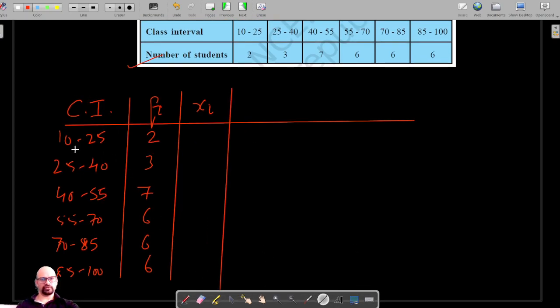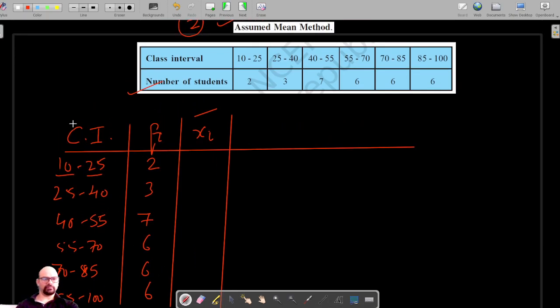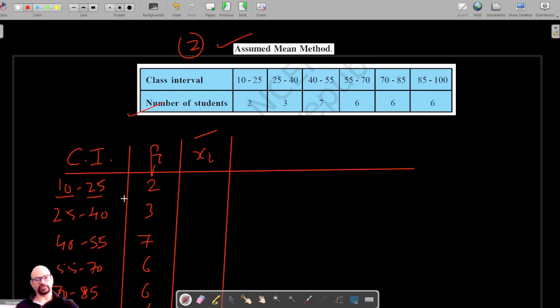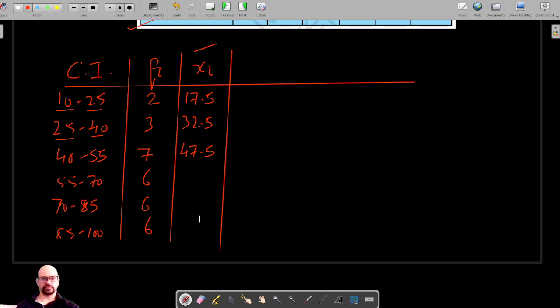Now we are going to find the class marks, which is the lower limit plus the upper limit divided by 2. So 10 plus 25 is 35, divided by 2 is 17.5. So I'm going to write down the class marks. The first one is 17.5. It's 32.5, 25 plus 40 divided by 2, and then 47.5. And the next is 62.5, 77.5, and then 92.5. So we are done with the class marks now.